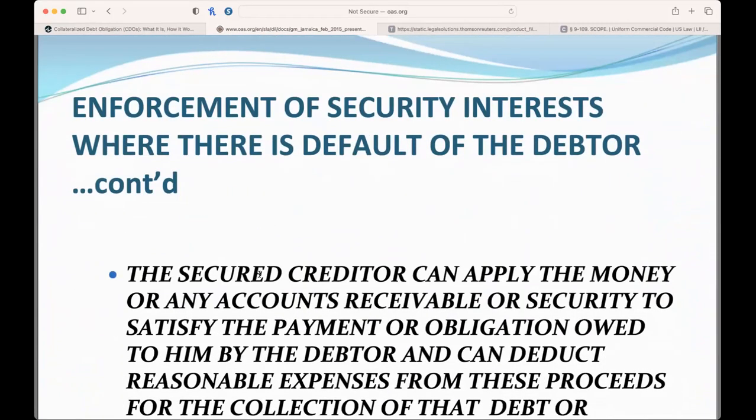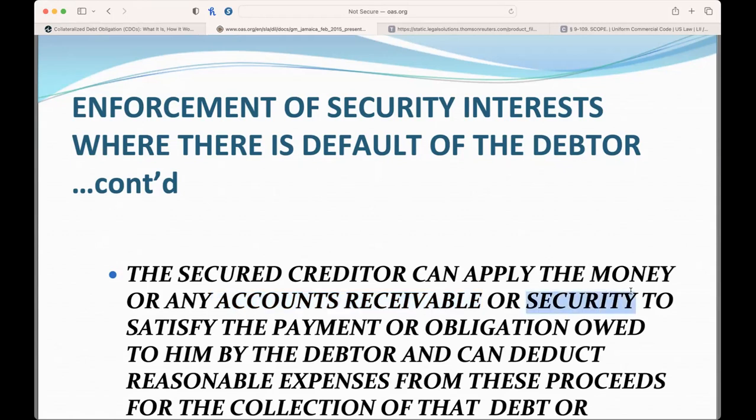So the secured creditor can apply the money or any accounts receivable to satisfy the payment. And this is the most important part. Because of our ignorance, the accounts receivable is the same things they've been talking about: the financial instrument, the financial asset, the contract. I'll put it in simpler terms: the contract, all these things, that is the accounts receivable. It says whether it's tangible or intangible, or security, which is the same thing. That asset is called security.